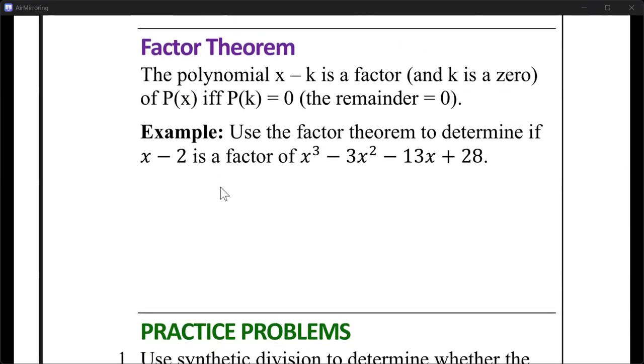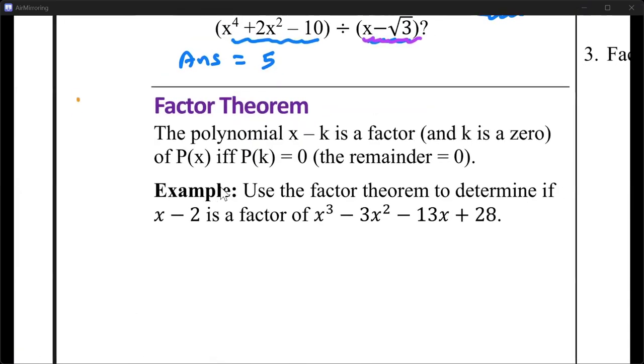Factor theorem is a small result that follows from the remainder theorem. In mathematics, we call them corollary. You might want to know that word, for general knowledge. It's a corollary of the remainder theorem.